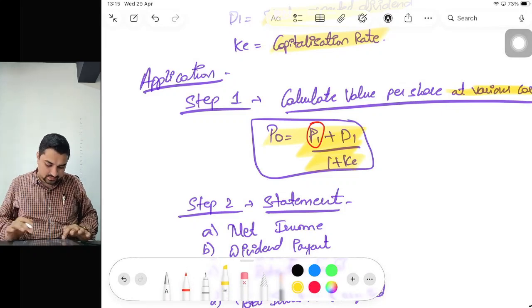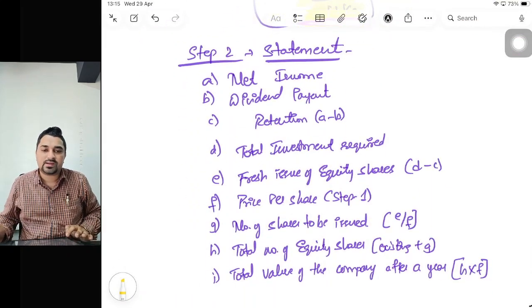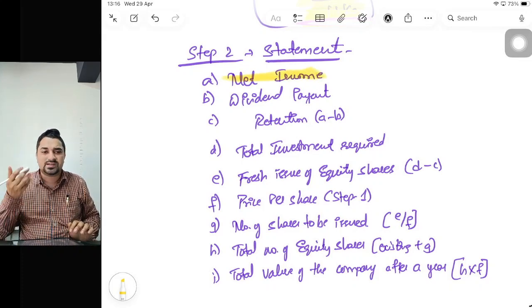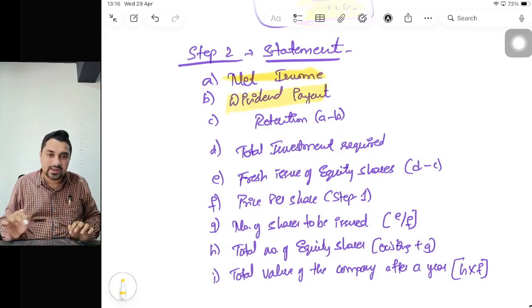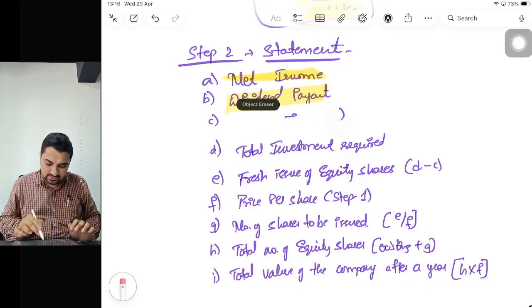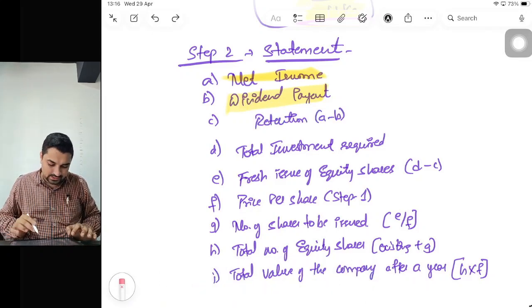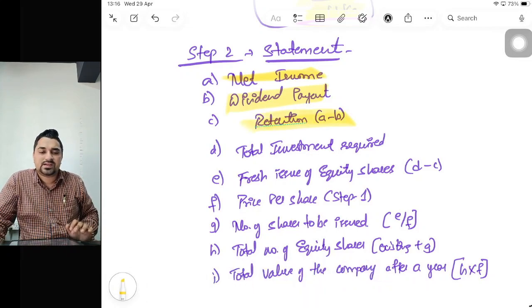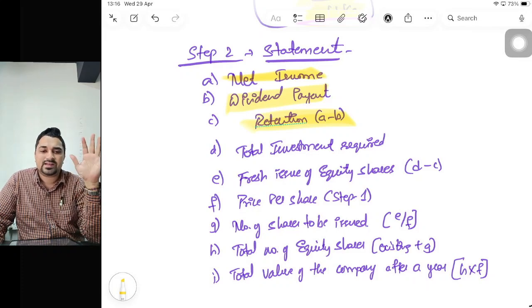And what is your step number 2? Step number 2 will be a statement format answer. First you need to calculate net income, from the profitability statement. In that you need to pay dividend. So out of income, if you pay something as dividend, whatever remains is your retention. These steps are very simple. Net income minus payout gives retention.